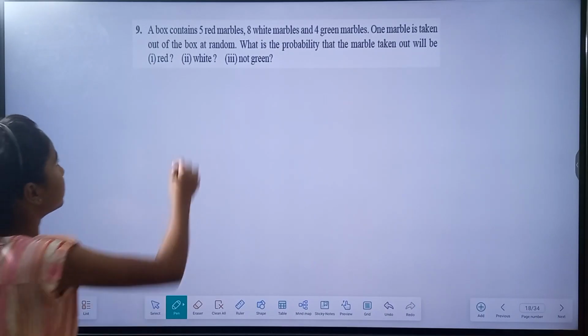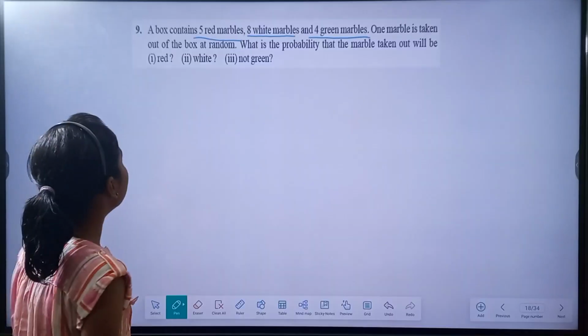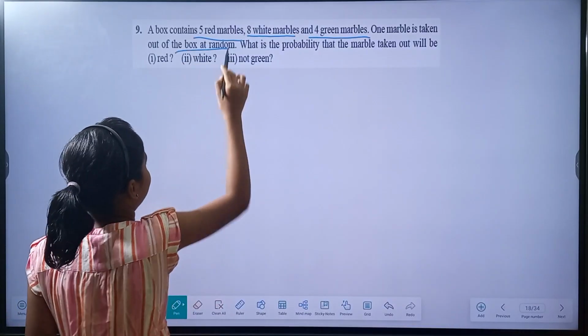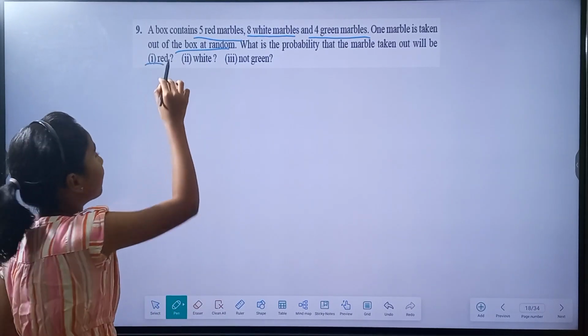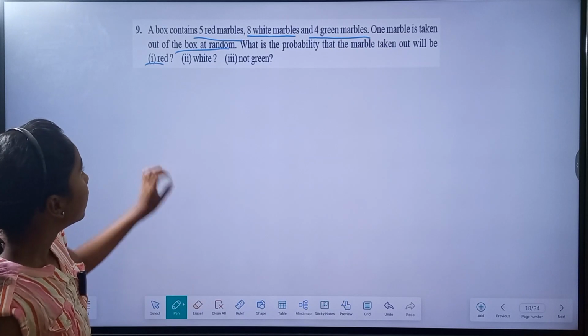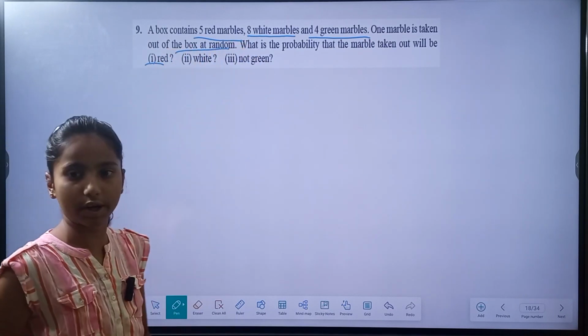A box contains 5 red marbles, 8 white marbles and 4 green marbles. One marble is taken out of the box at random. What is the probability that the marble taken out will be a red marble? Okay, so now the box has 5 red marbles, 8 white marbles and 4 green marbles.